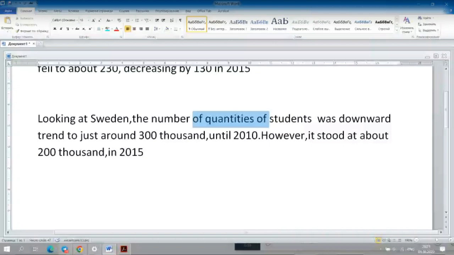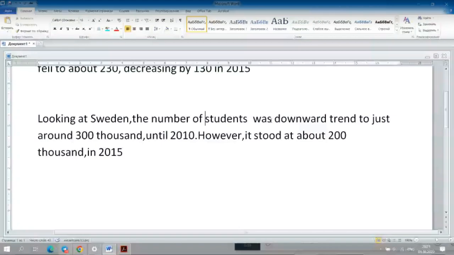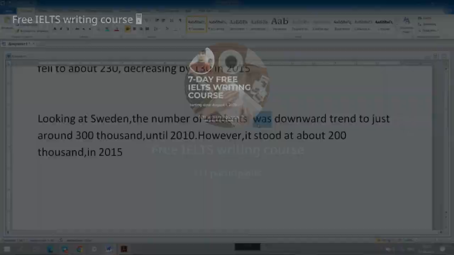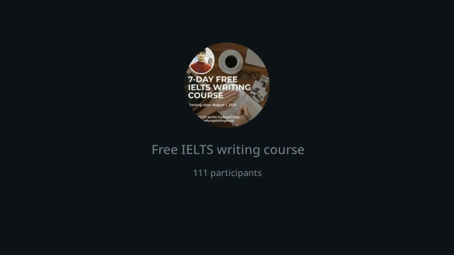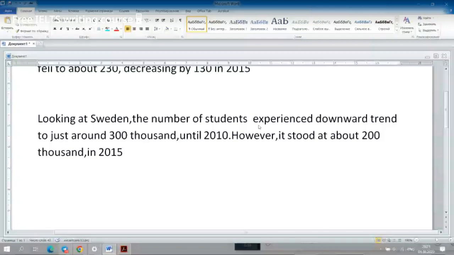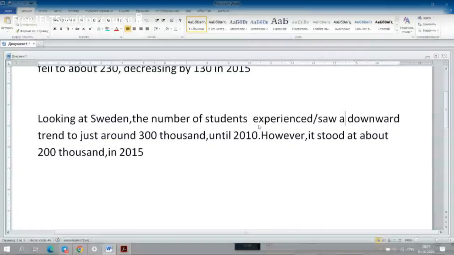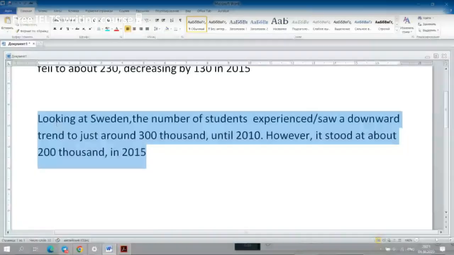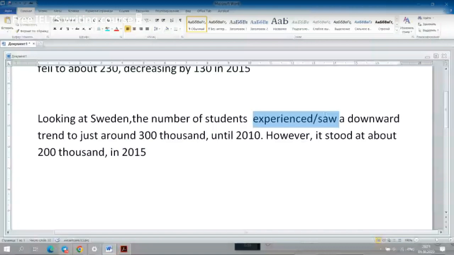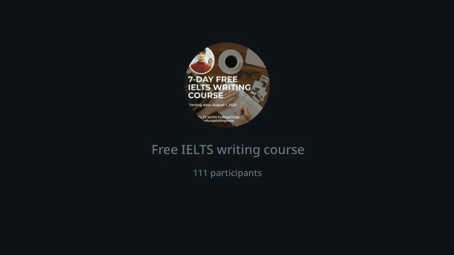Another thing is you should not say was downward trend. Instead, you should say experienced a downward trend or saw a downward trend to just around 300,000 until 2010. However, it stood at about 200,000 in 2015. All right, now it's better. So you should say, not was a trend, but experienced the trend, saw a trend.